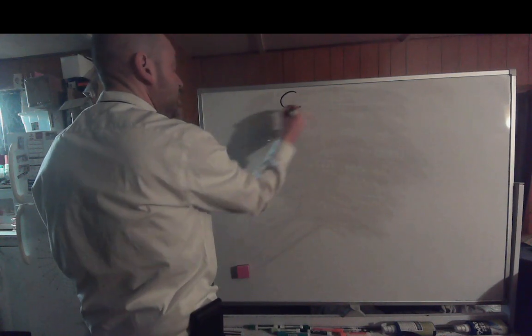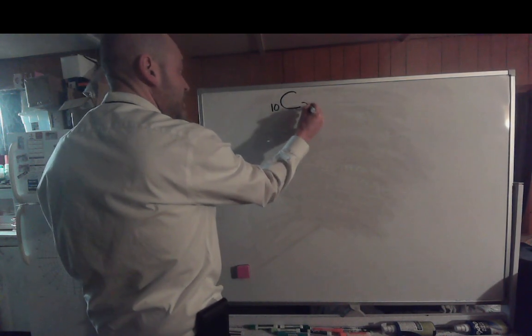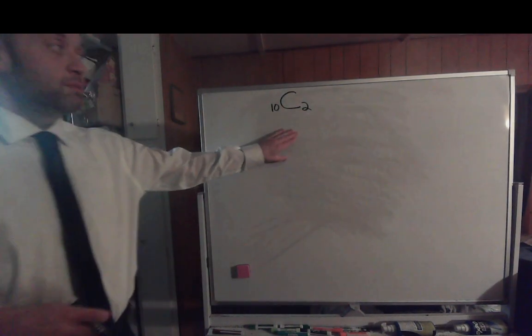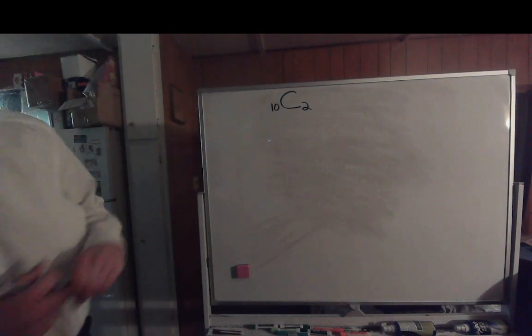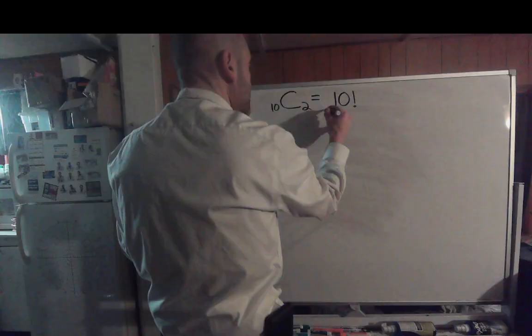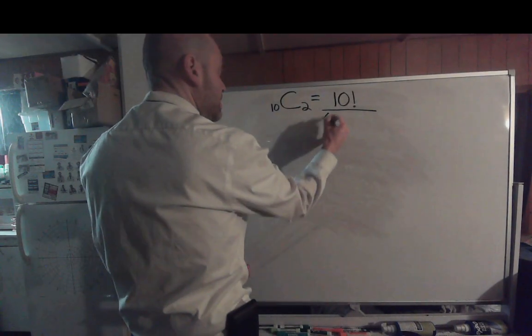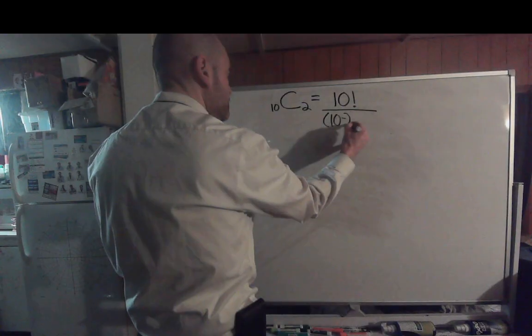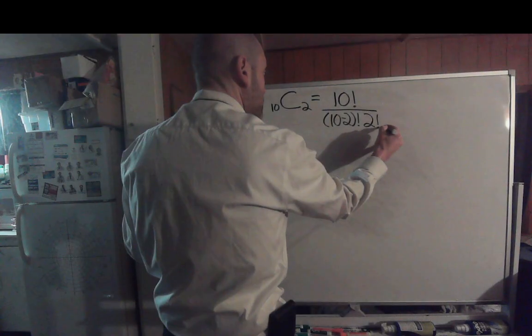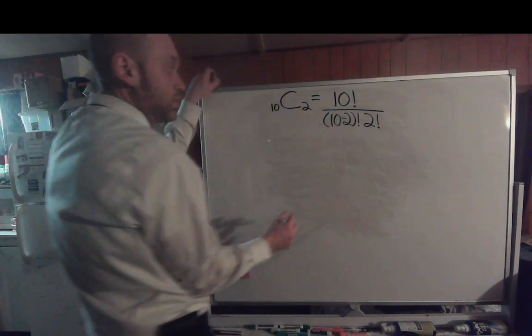So let's say we have the combination of 10 items taken 2 at a time. So we're going to do the combination of 10 items taken 2 at a time. That, of course, is going to equal 10 factorial divided by the quantity of 10 minus 2 factorial times the 2 factorial. That's what the combination would look like.